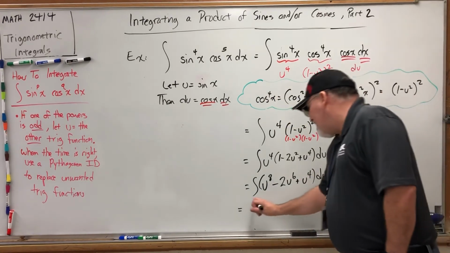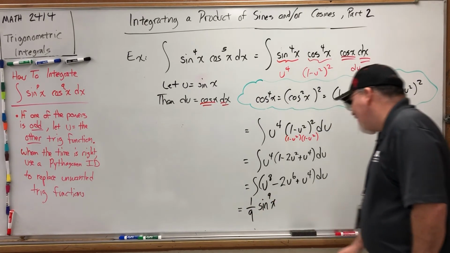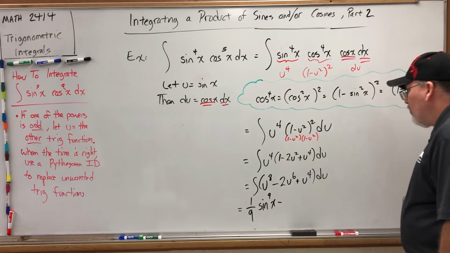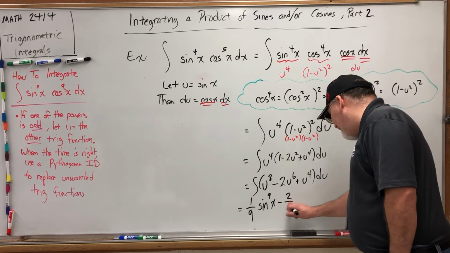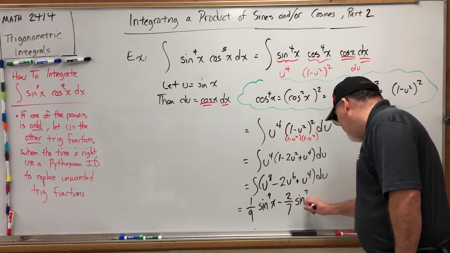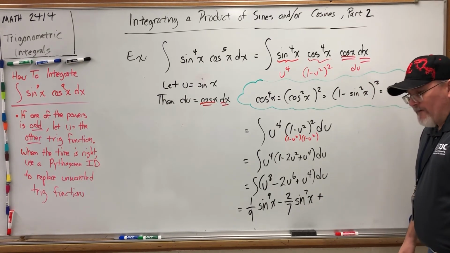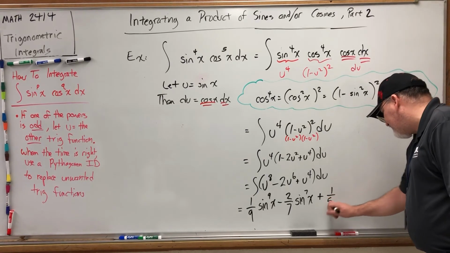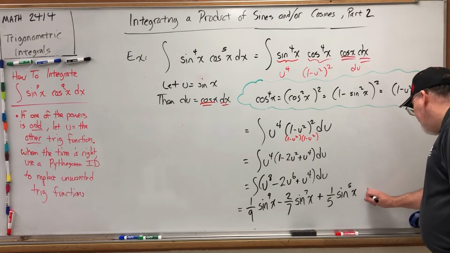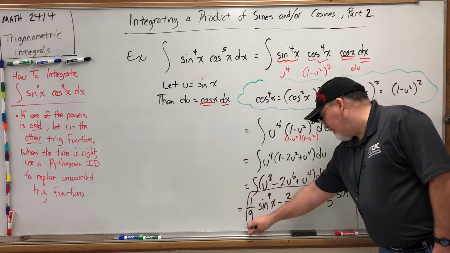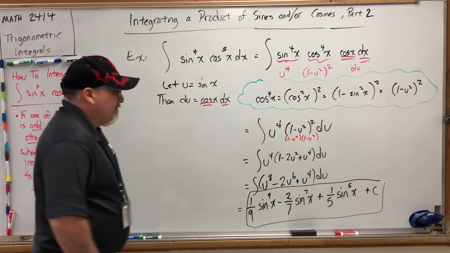Integral of u to the eighth is 1/9 u to the ninth, but u is sine of x. So 1/9 sine to the ninth power of x. The integral of 2u to the sixth is 2/7 u to the seventh. So 2/7, but instead of u, I'm going to write sine. 2/7 sine to the seventh x plus the integral of u to the fourth is 1/5 u to the fifth, but the u becomes sine of x, and we get 1/5 sine to the fifth x plus c. I challenge you to take the derivative and see if you can restore it back to that. Should work. A little trick here because of the algebra involved.